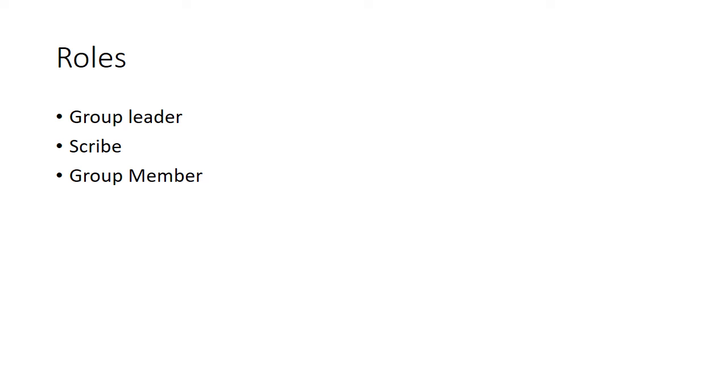A group leader and a scribe will only be functioning until there is an action carried out by the group members. There should be active participation, active listening, asking questions, answering questions, giving information and making decisions. These are the roles which are mainly carried out by a group member.